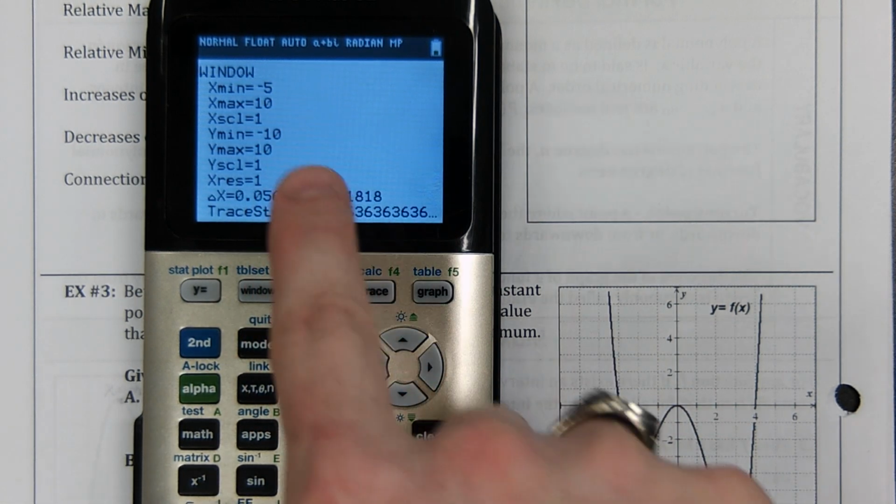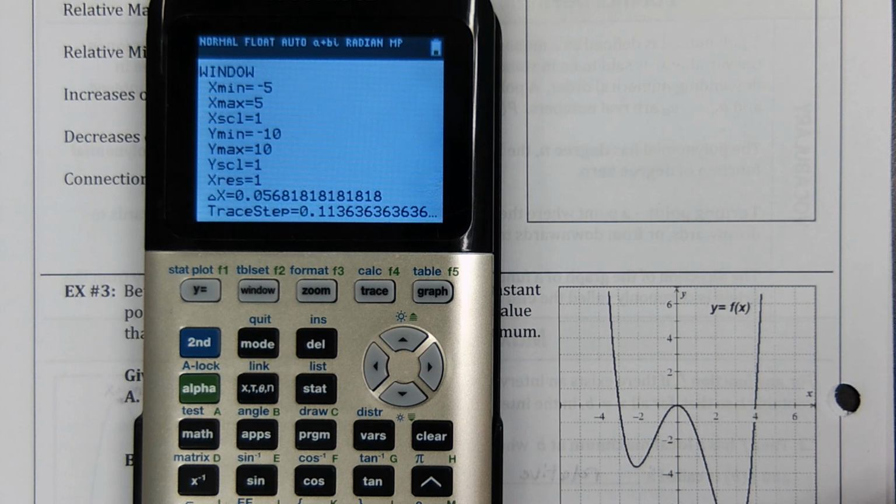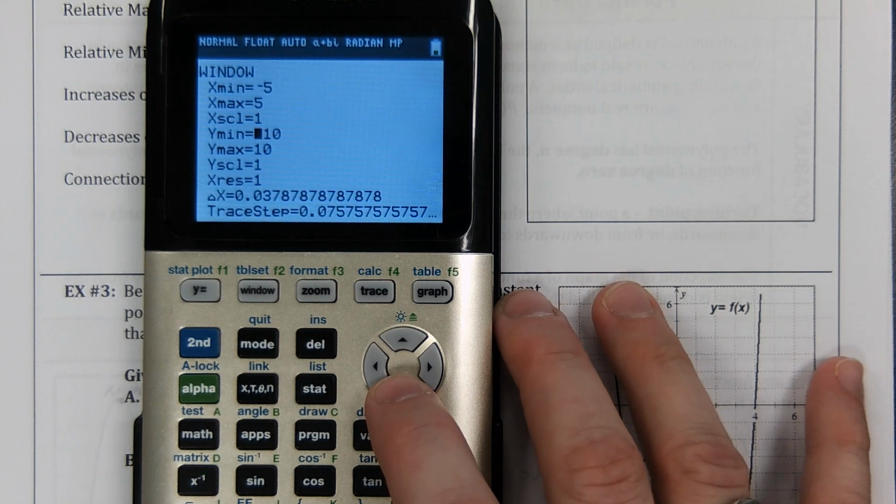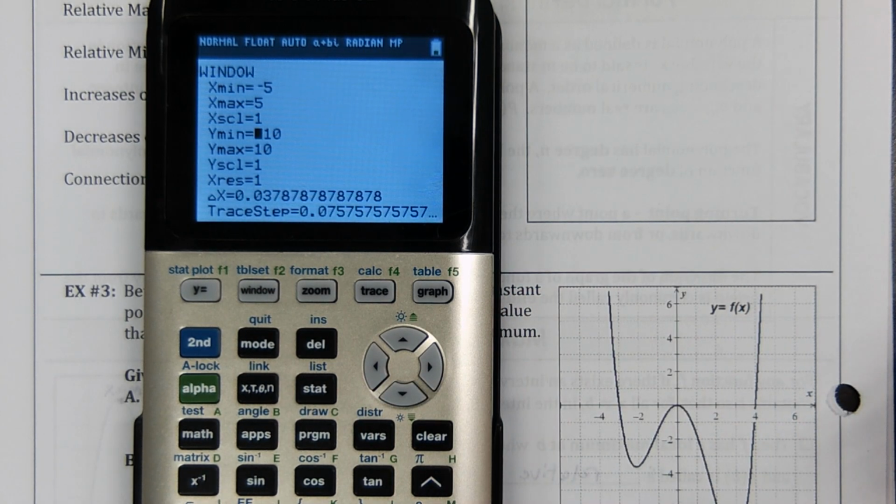Oh, wait. That one? That's what I meant. There. Scale. I mean, it can count by ones. That's fine. 1, 2, 3, 4, 5. That's fine. -10 was a good number on the y-axis. I could see that minimum there, right? But I couldn't see the maximum. Would anybody like to take a stab at how far up we should go?